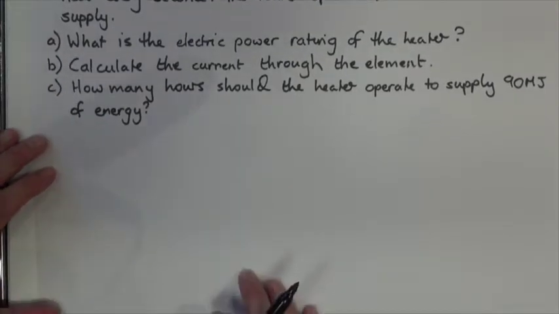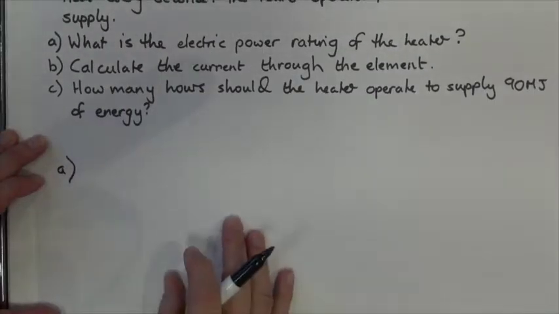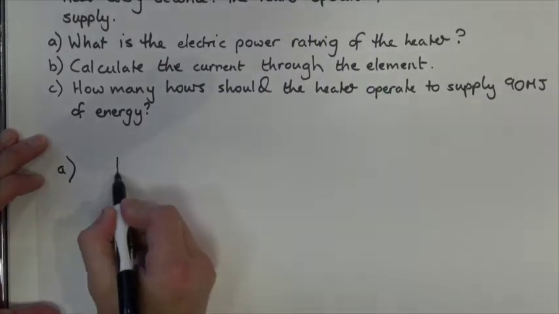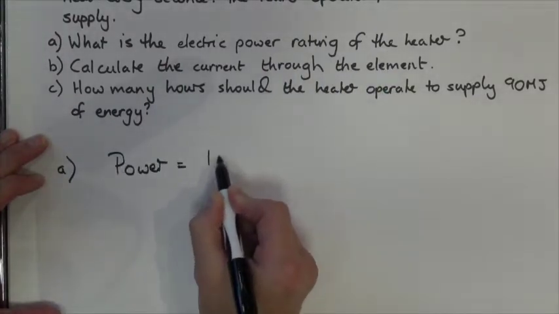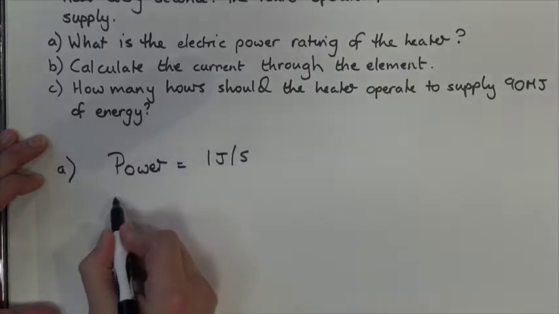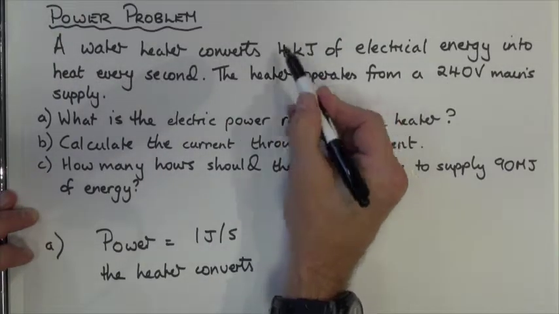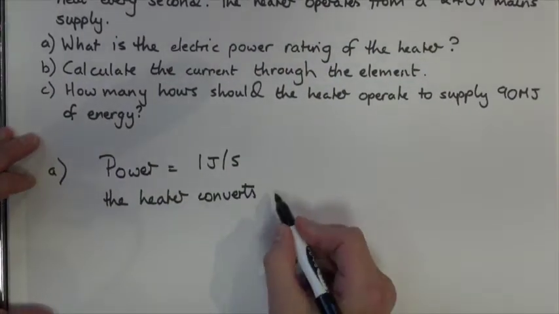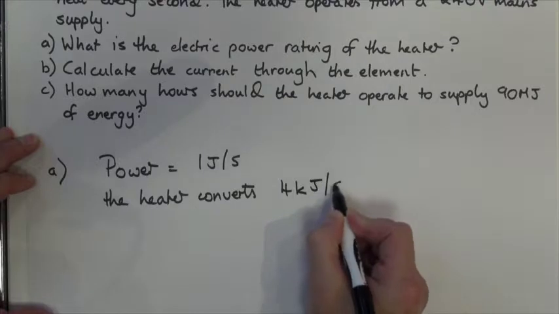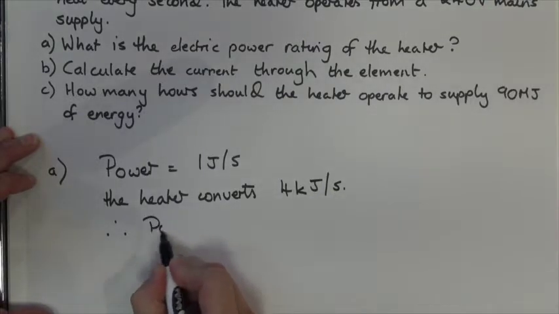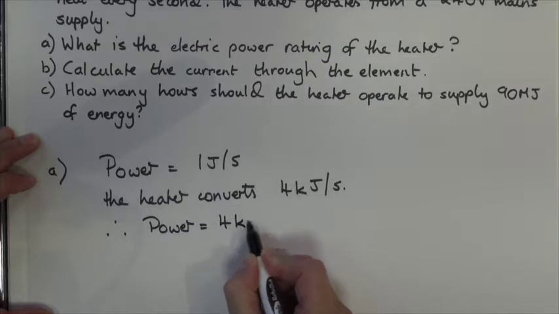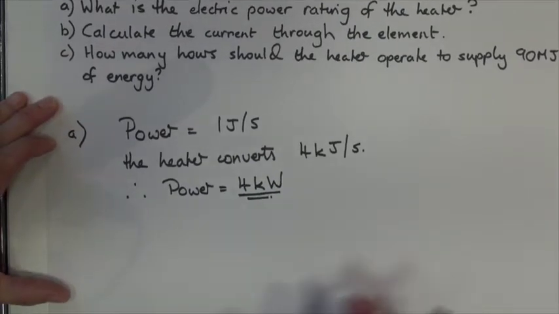Okay, so let's have a look at solution A. In this question, we're going to work out what the electrical power rating of the heater is. Now I know that power is 1 joule per second. And from the question, we know that the heater converts 4 kilojoules of energy every second. So that's 4,000 joules of energy per second. So basically the power rating for this is 4 kilowatts. Remember, a watt is a joule per second. Let's look at solution B.